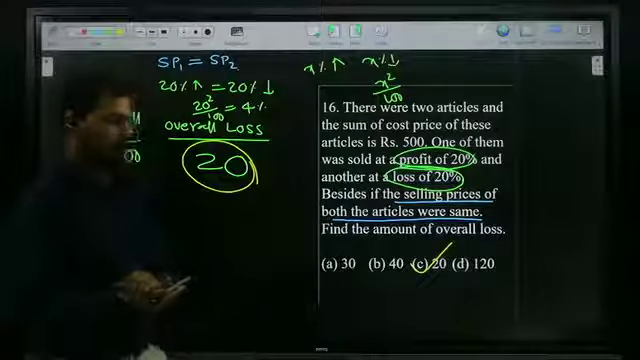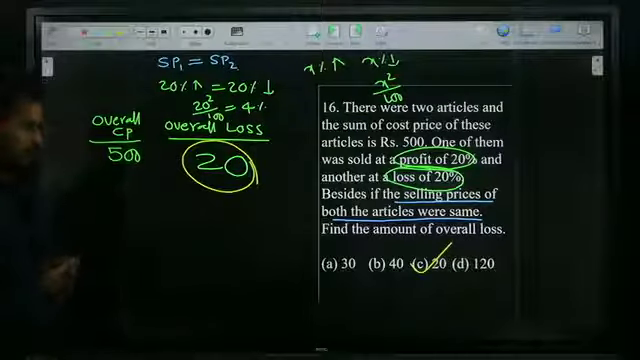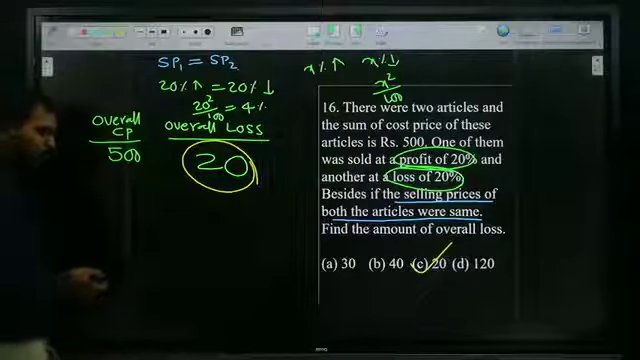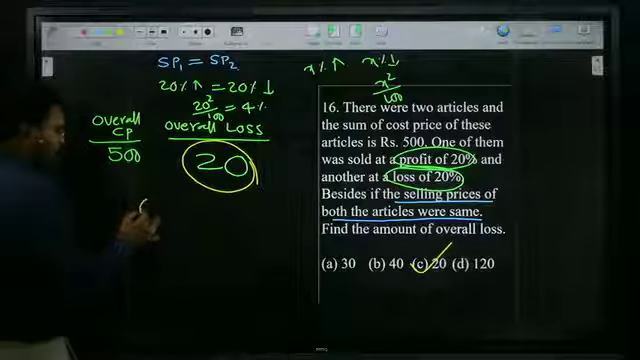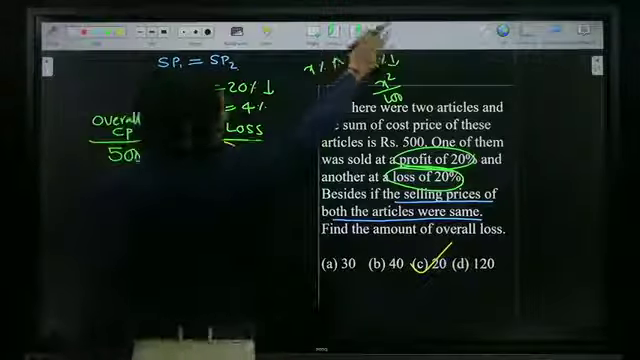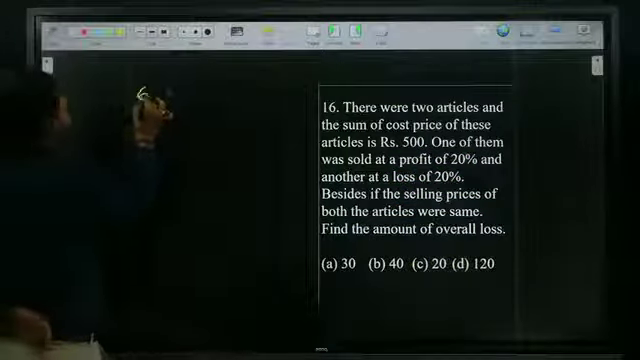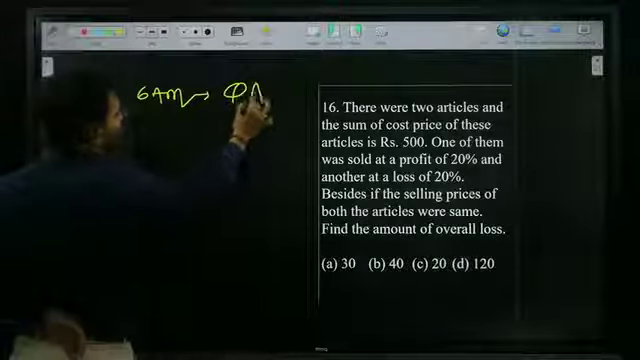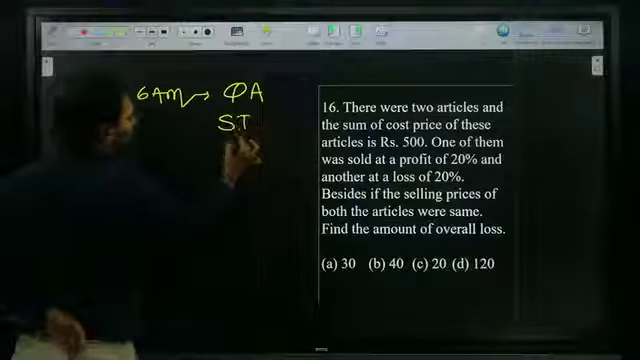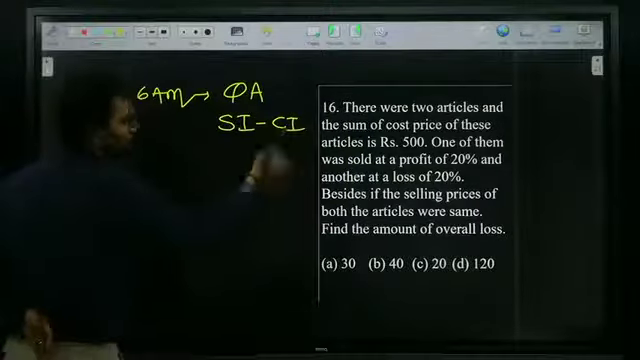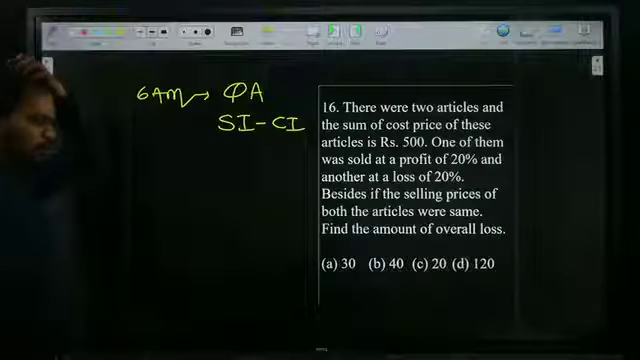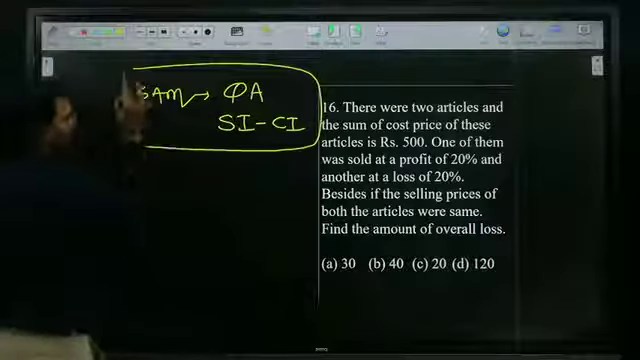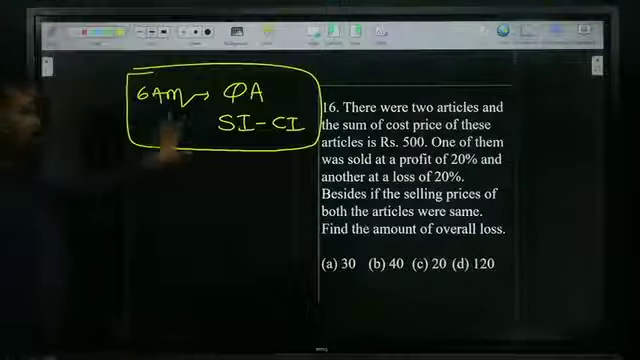And tomorrow's schedule, all of you, just try to note it. Tomorrow morning 6 a.m. session, a very important class: quantitative aptitude, simple interest and compound interest. My class only, simple interest, compound interest.